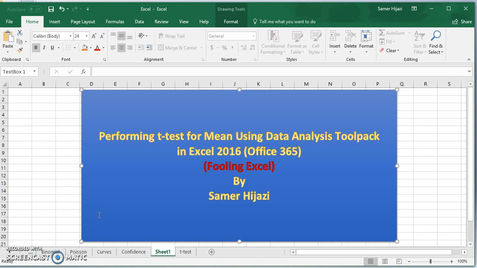In this video, we'll perform a t-test for mean using the Data Analysis Tool Pack in Excel 2016 Office 365. Also in this video, we'll be fooling Excel in order to perform the test since, as you will see, Excel doesn't have a t-test for one mean but for two means.